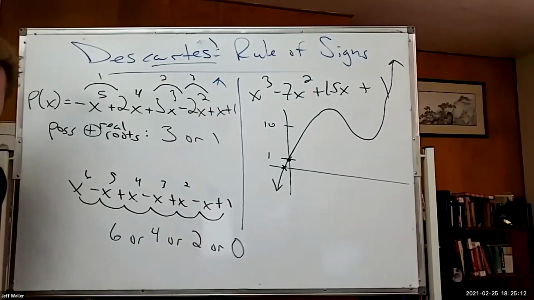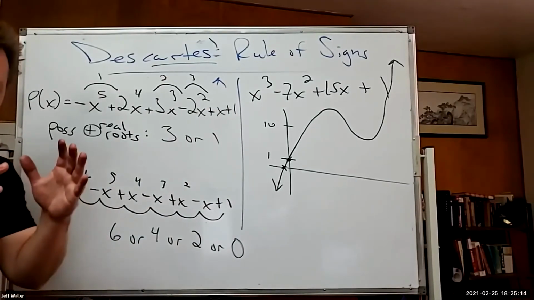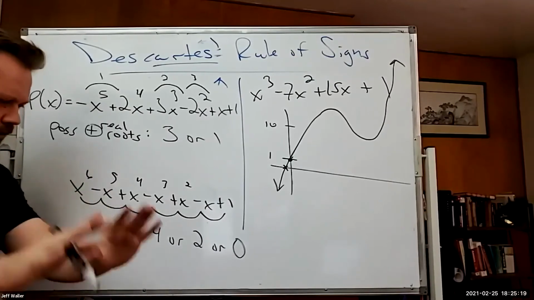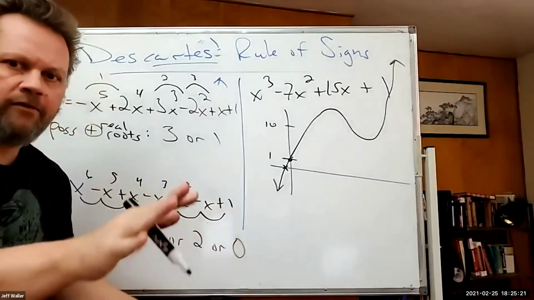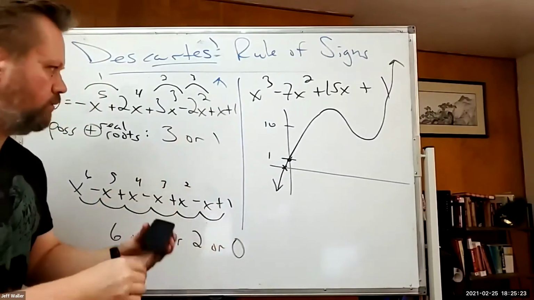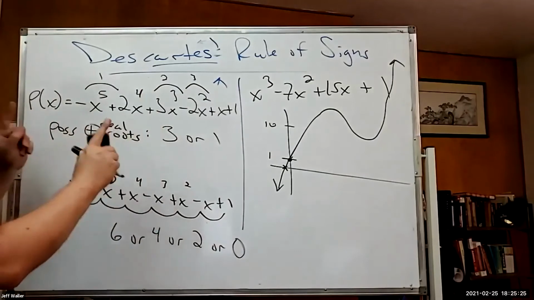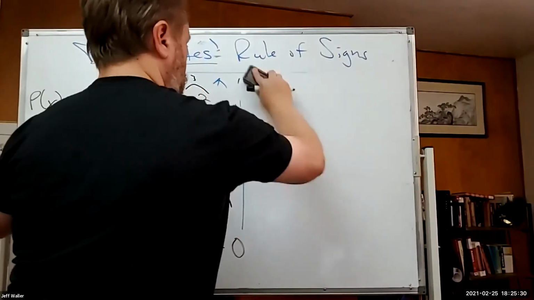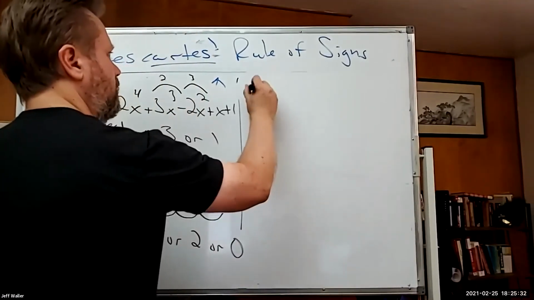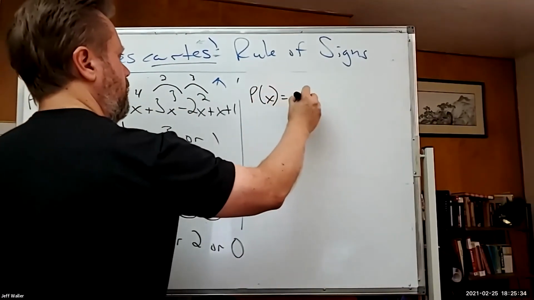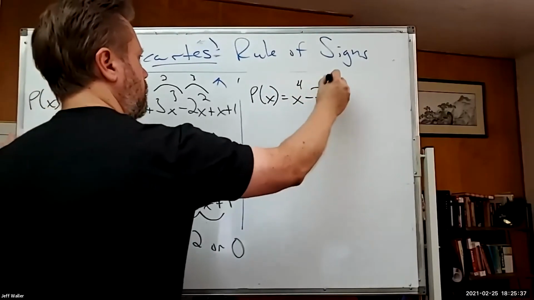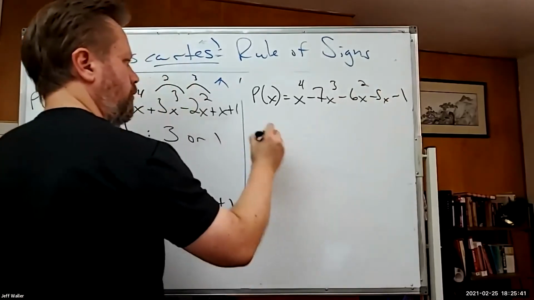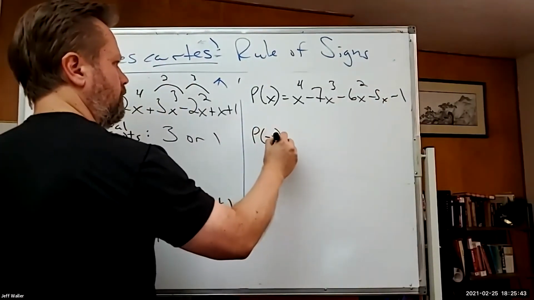Does everybody get that? That's what I mean by sign changes. Okay. So what about negative roots? I do everything I just did, but I do it with p of negative x. So if it's this to start with, what is p of negative x?